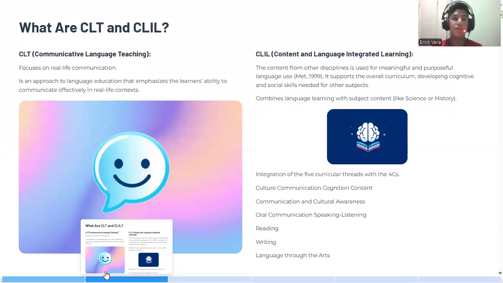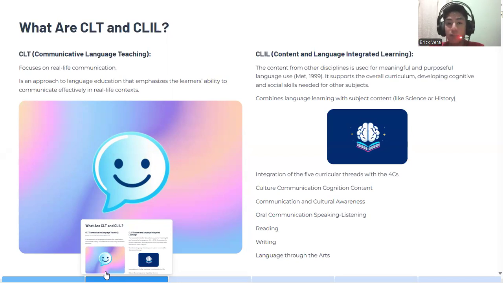The first one is CLT, communicative language teaching. This approach focuses on real-life use of the language in communication. It encourages activities where learners can promote their speaking ability in real-life contexts. And then we have the CLIL, Content and Language Integrated Learning.